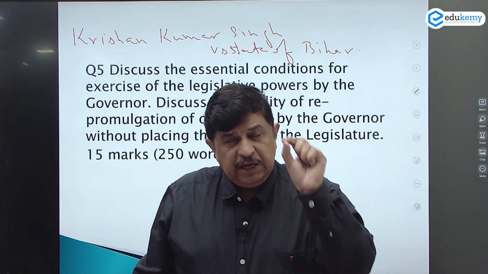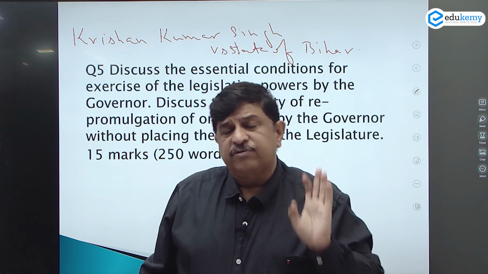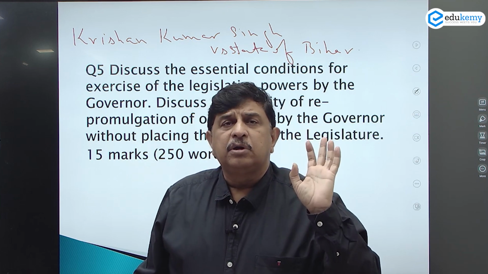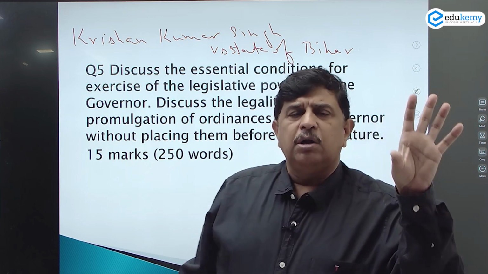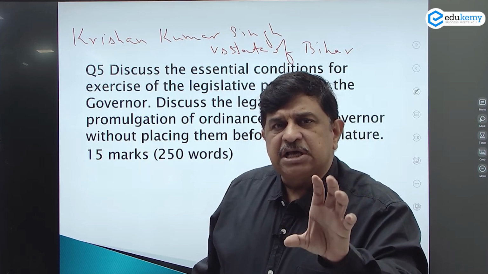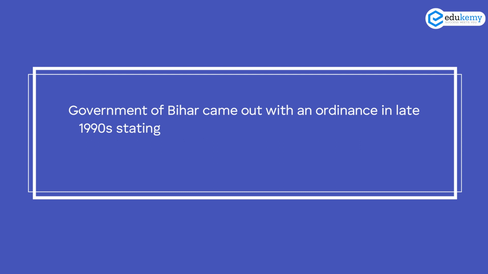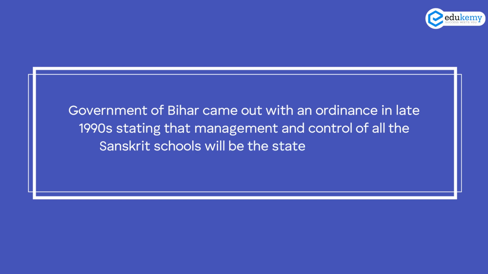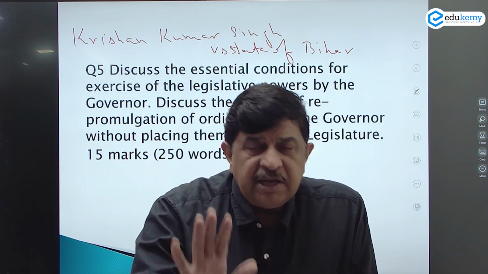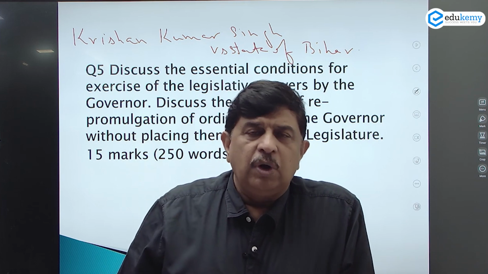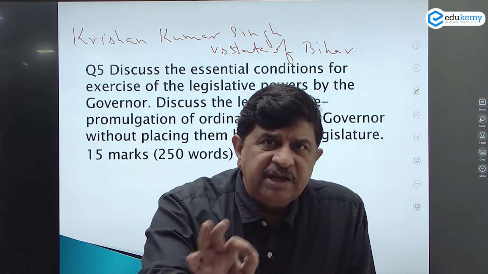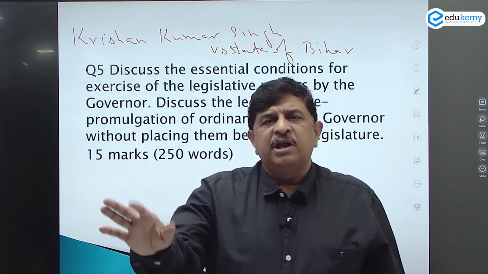So, when I talk about Krishan Kumar Singh versus State of Bihar, what is the case about? The case is about an ordinance that took over the management and control of all non-governmental Sanskrit schools in the state of Bihar. Government of Bihar came out with an ordinance in late 1990s stating that the management and control of all the Sanskrit schools will be with the state government. Krishan Kumar Singh, challenging the legality of the ordinance, went to High Court. High Court, quoting D.C. Wadhwa case, said it was null and void.